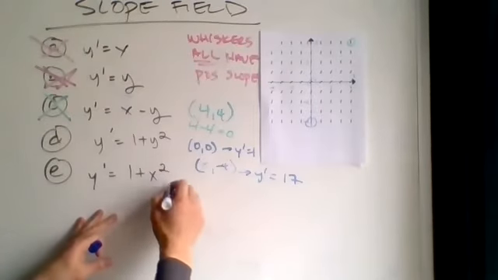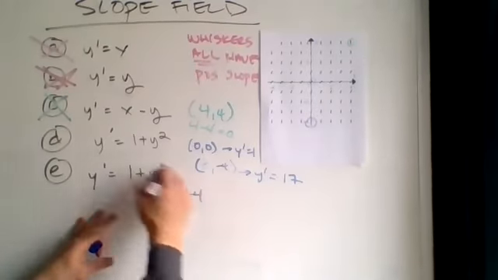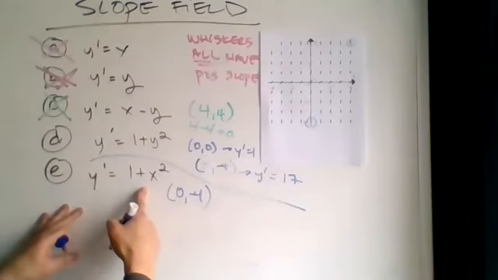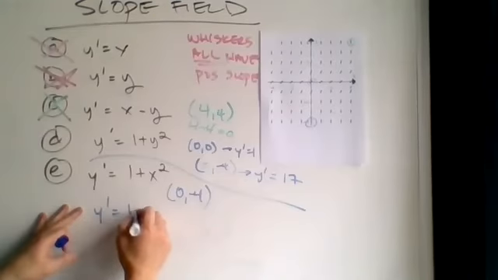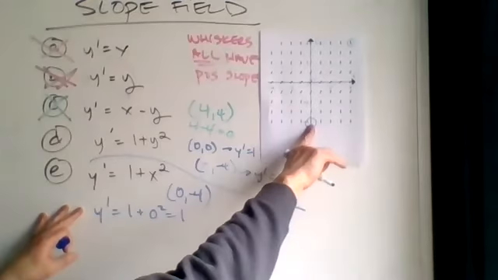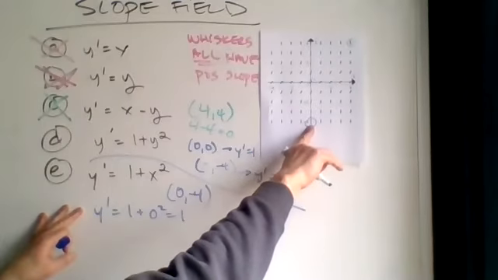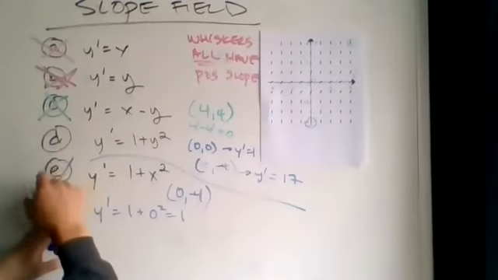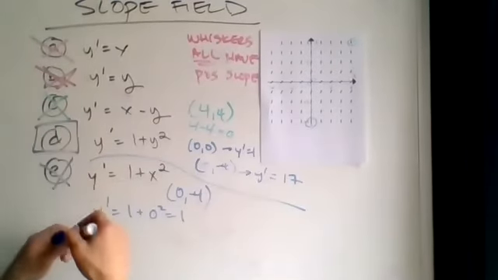Let's try -4 with this one. Okay. So y prime is 1 plus 0 squared, or 1. So is that the slope of 1? There's no chance that that's the slope of 1. Right? No chance. So this one, gone. So your proper answer is D.